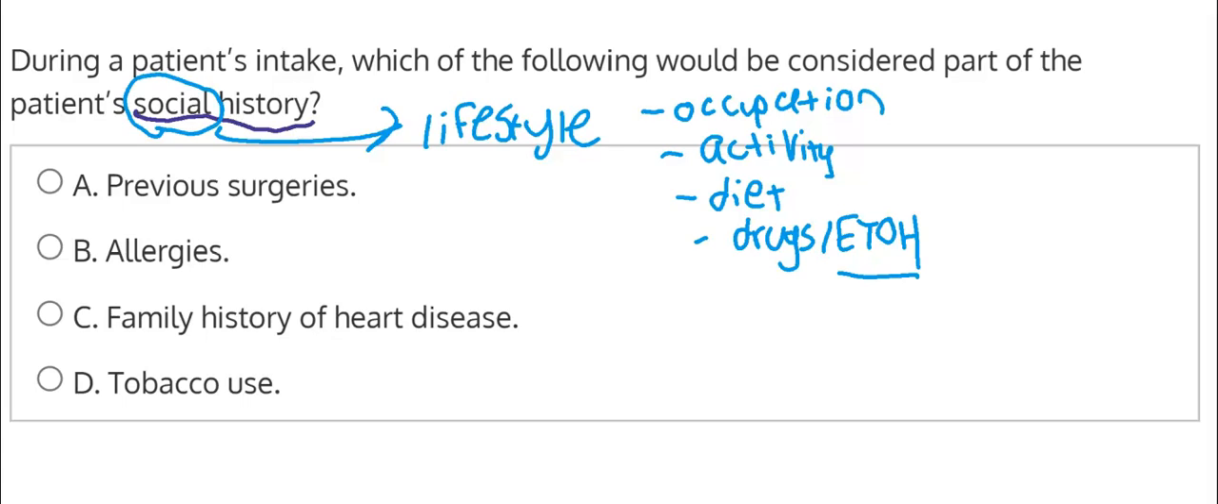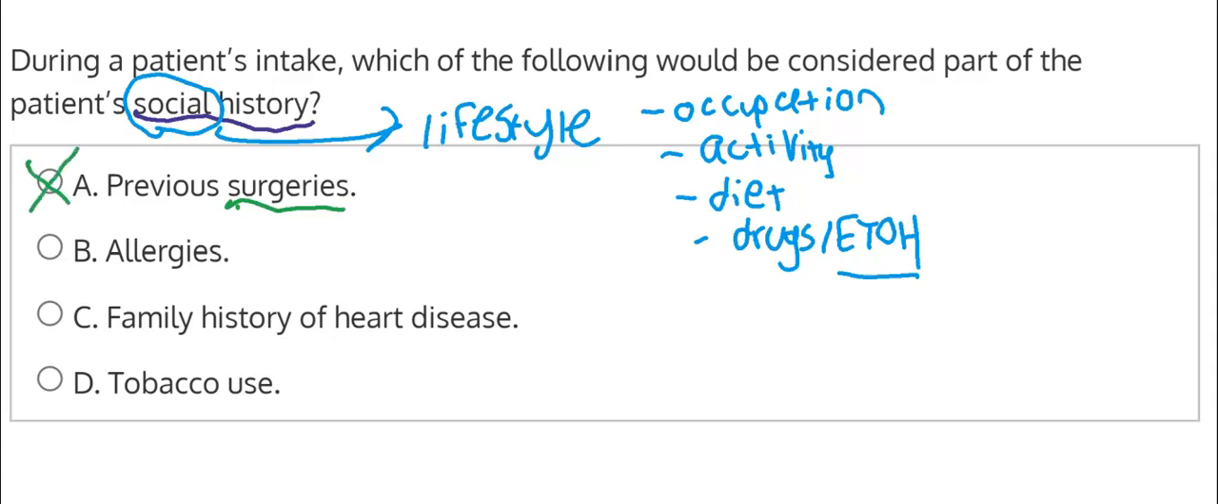So option A states previous surgeries. So their previous surgeries do in fact relate to their history. However, this is referring to their medical history, their surgical history, what kind of conditions they've had in the past, but this is not considered part of your social history, which more has to do with the patient's lifestyle. So we can eliminate option A.